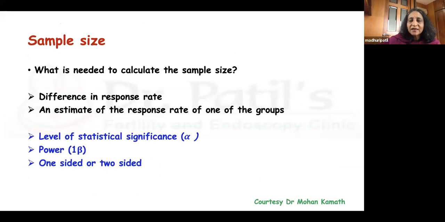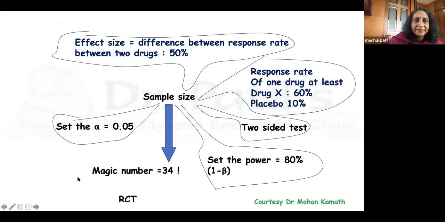So I have taken 2 slides from Dr. Mohan Kamath, because I thought I'll discuss with you all how to calculate the sample size. So basically, when we need to calculate the sample size, we need to have the difference in the response rate and an estimate of the response rate of one of the groups. And then we have the level of statistical significance, the power, and whether it is one-sided or two-sided.